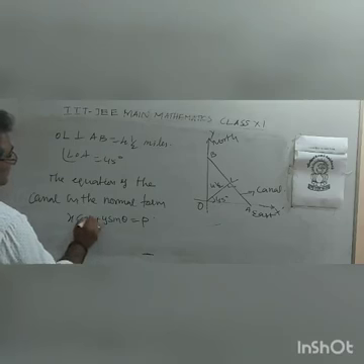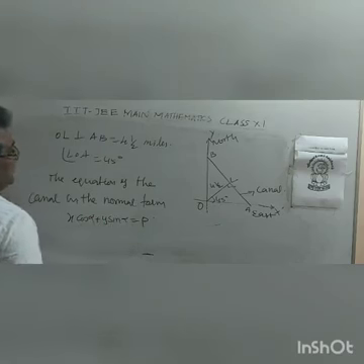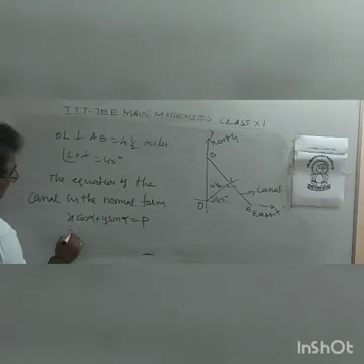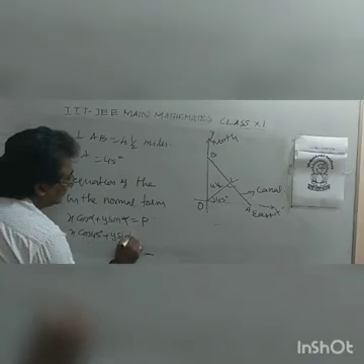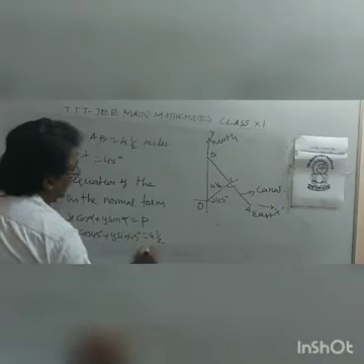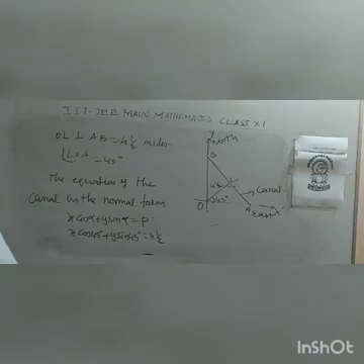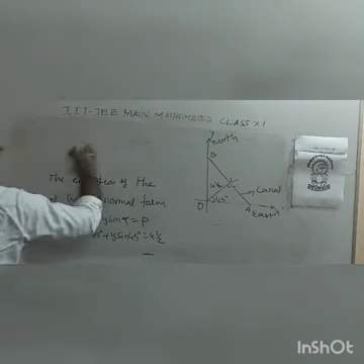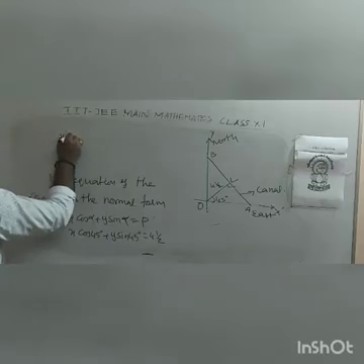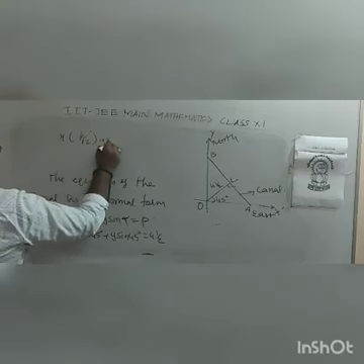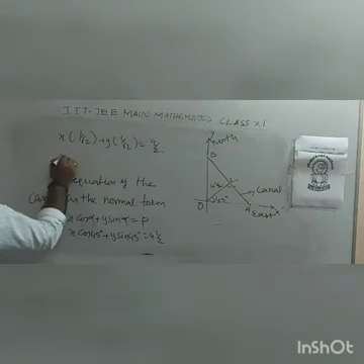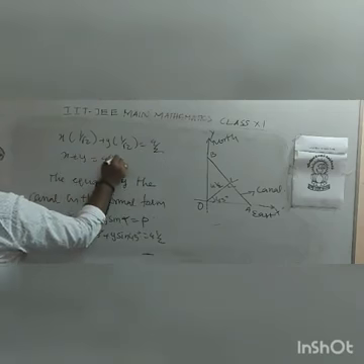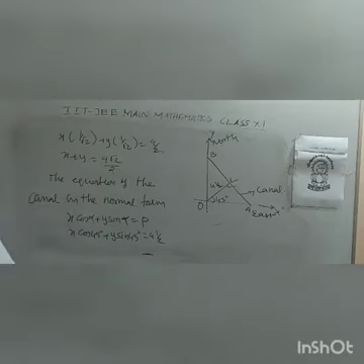So, x cos alpha plus y sin alpha equal to p. So, x cos 45 degree plus y sin 45 degree equal to 4 and half. X into 1 by root 2 plus y into 1 by root 2 equal to 9 by 2. X plus y equal to 9 root 2 by 2.